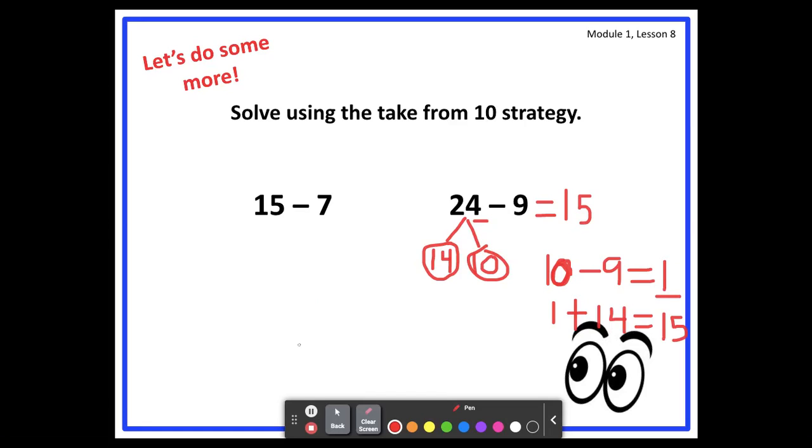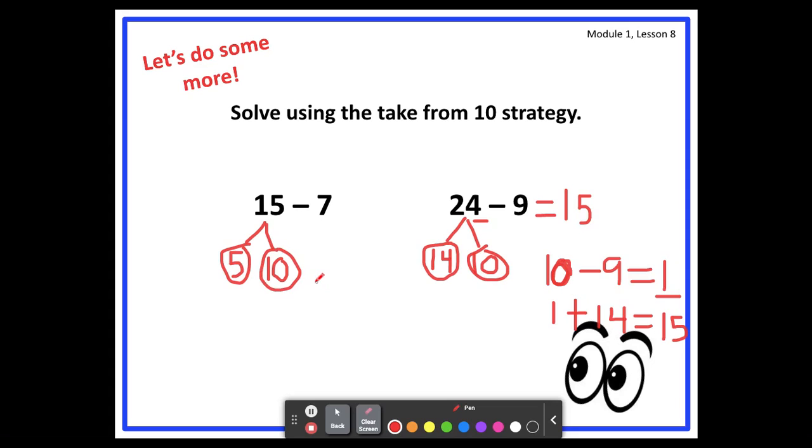Try 15 minus 7 using the take from 10 strategy. Try to follow all the steps, all 3 steps. Check your answer in a bit. Great, so remember you are breaking down 15, the greater number, into tens and ones. This one we know we can just take the 10, and then we're left with 5 as our other number part when we decompose 15. 5 and 10 make 15, or 10 plus 5 equals 15.